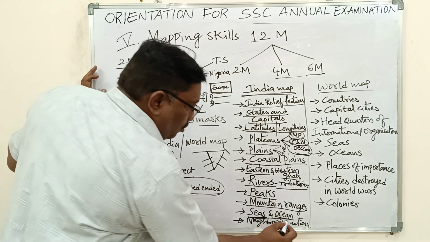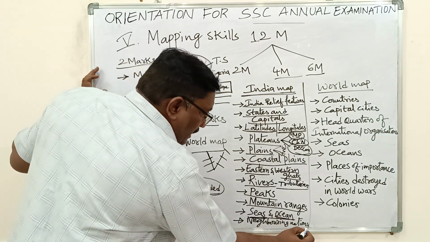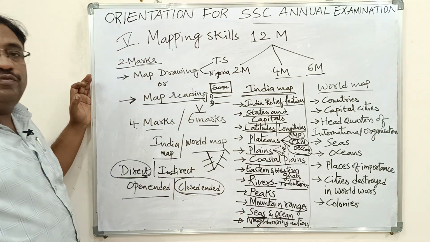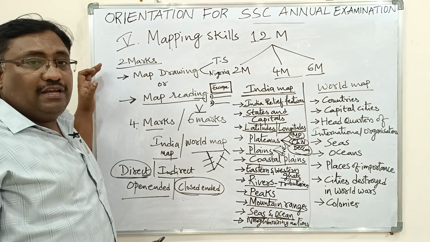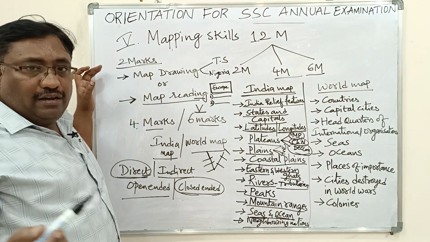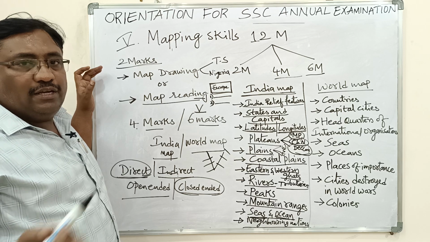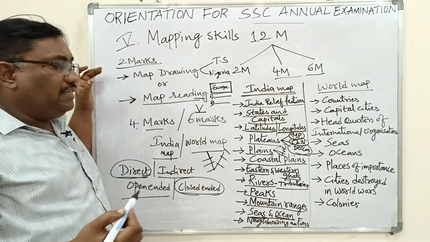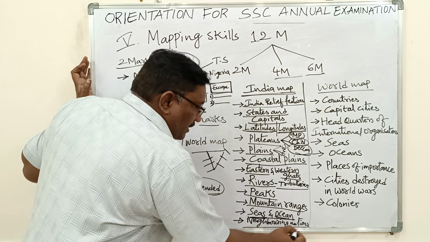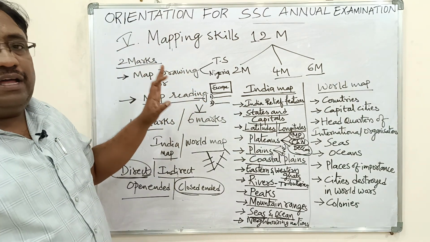Coming to the Indian Ocean, all the neighboring nations of India we also have to practice. What are the neighboring nations? Like China, Nepal, Bangladesh, Pakistan, Sri Lanka. All the neighboring countries, we have to practice on the India map.